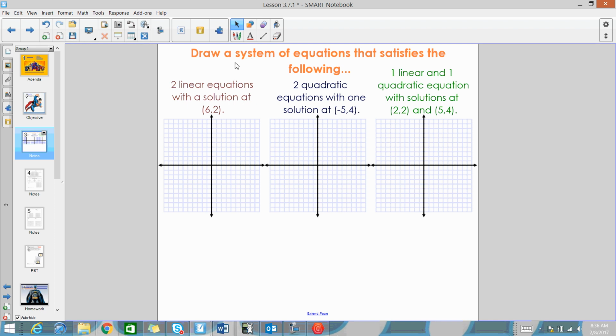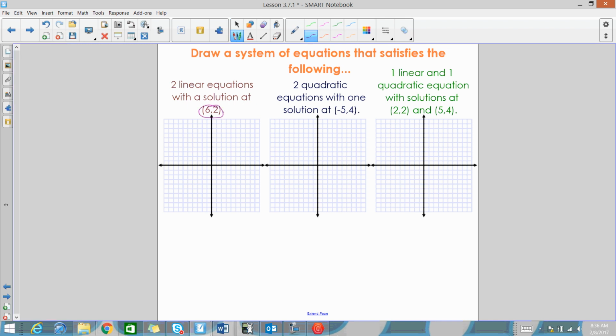So this says draw systems of equations that satisfy the following. Two linear equations with a solution at 6, 2. You actually start at 6, 2 because you know where they're going to intersect. So you go right 6, up 2. That will be our solution. So you just draw two lines. It didn't say one's positive, one's negative, or both positive, so I just draw them like that. That is two linear equations with a solution at 6, 2.